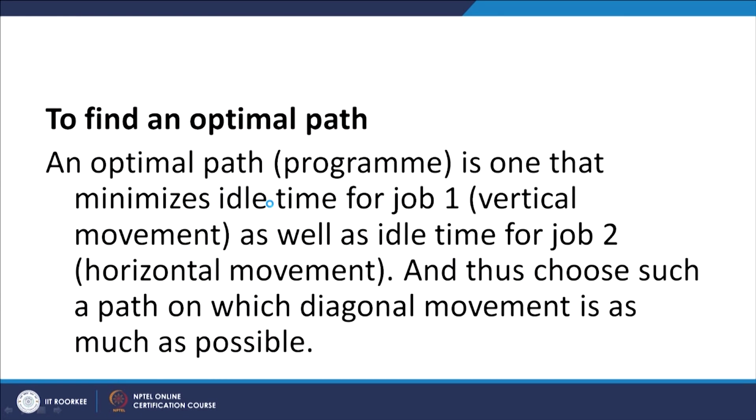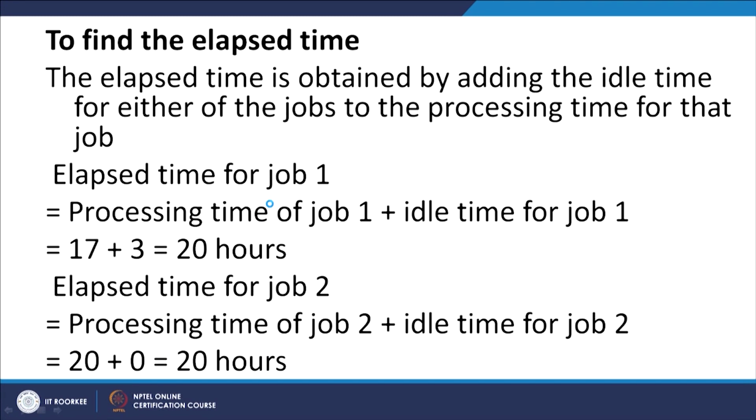Now, an optimal path or program is the one which minimizes the idle time for job 1, that is the vertical movement, as well as the idle time for job 2, that is the horizontal movement. Thus, we choose a path on which the diagonal movement is as maximum as possible. The elapsed time is obtained by adding the idle time for either of the jobs to the processing time for that job.